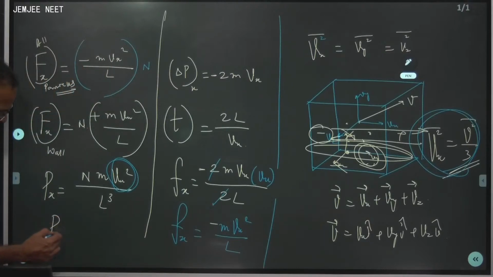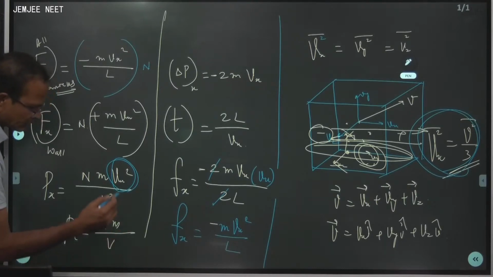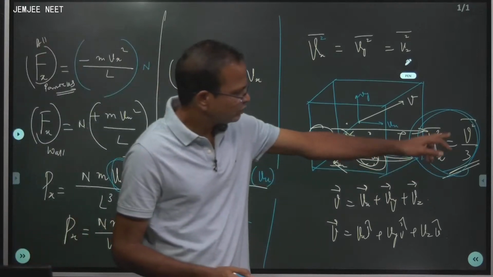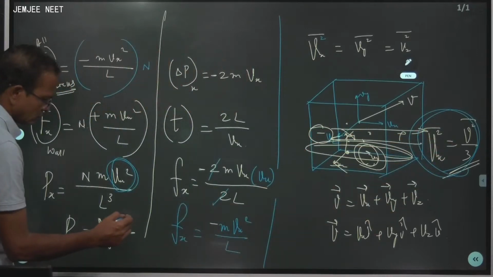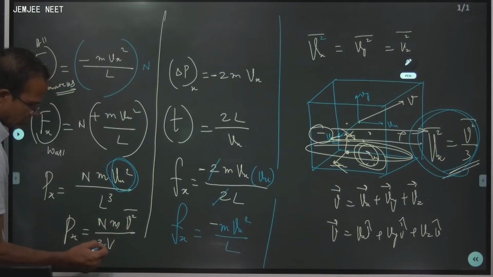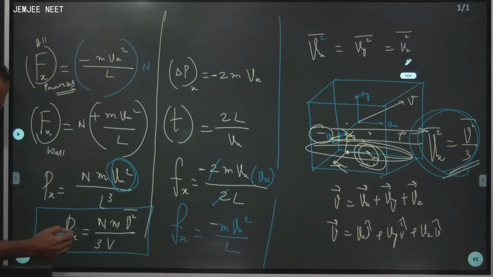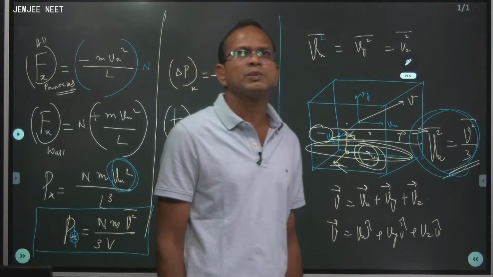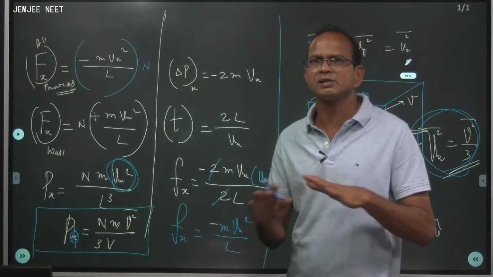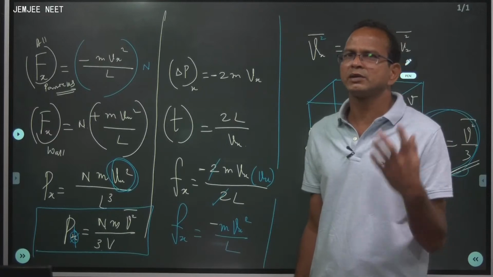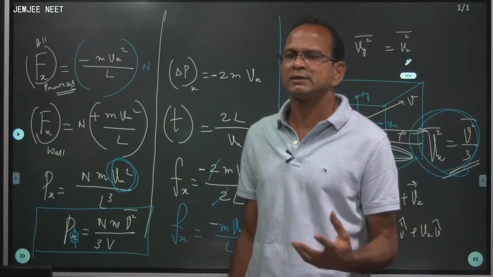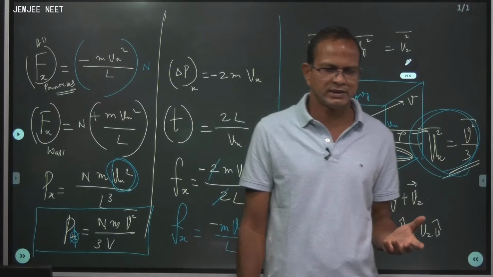Now pressure along the x-axis is n times m divided by volume, times Vx square average, which is V square by 3. This is your final expression for pressure. There is no point in talking about x, drop it, because there is nothing called pressure along the x-axis or y-axis. According to Pascal's law, pressure in a given fluid, liquid or gas, is the same everywhere.